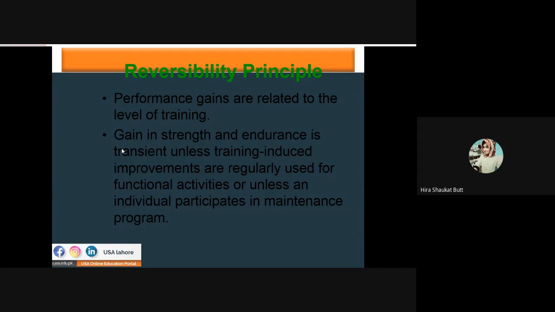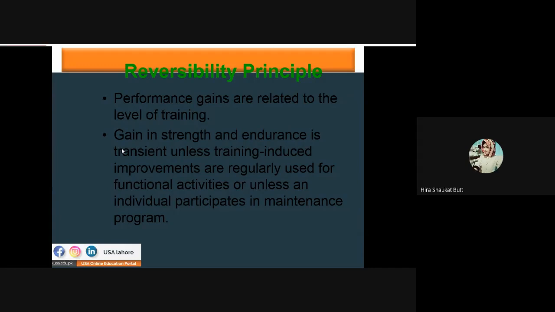And the third principle is the reversibility principle. So what is this reversibility principle? The reversibility principle says that performance gains are related to the levels of training. So the gain in strength and endurance can be temporary unless training-induced improvements are regularly used for functional activities, or unless the individual participates in a maintenance program.